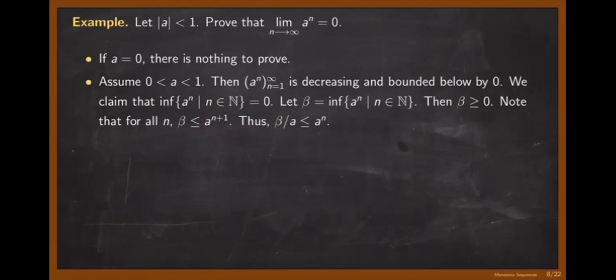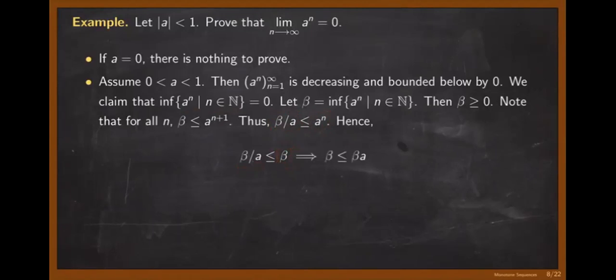I will try to write a to the n plus 1 as a times a to the n. Tapos di-divide ko both sides by a. So I get this. So in other words, beta over a is less than or equal to a to the n. So again, what I was able to prove is that beta over a is a lower bound for this set as well. Kasi mas maliit siya sa a to the n for all n. Right? So kung ito'y lower bound, si beta ay greatest lower bound, how do you relate them? O, kung greatest lower bound to, this cannot exceed beta.